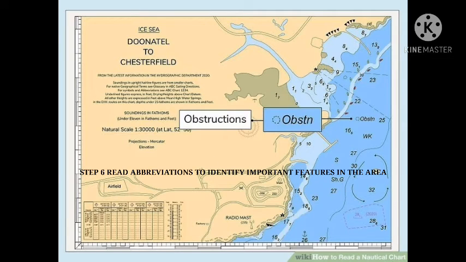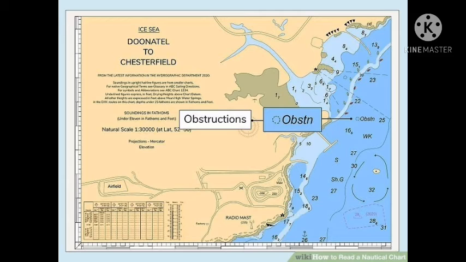Step 6. Read abbreviations to identify important features in the area. Since charts have a limited amount of space, mapmakers have to rely on abbreviations to label markers. Some letters indicate a type of seafloor. Others label landmarks like towers, wharves, and government stations.